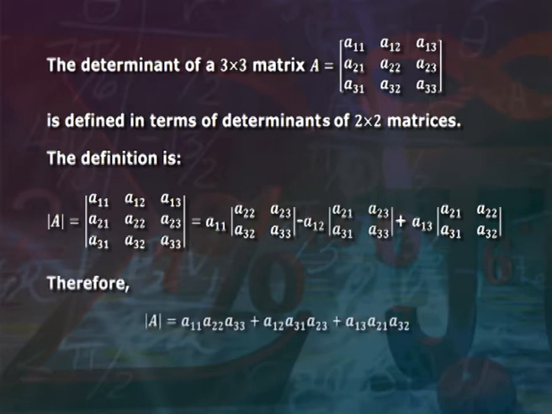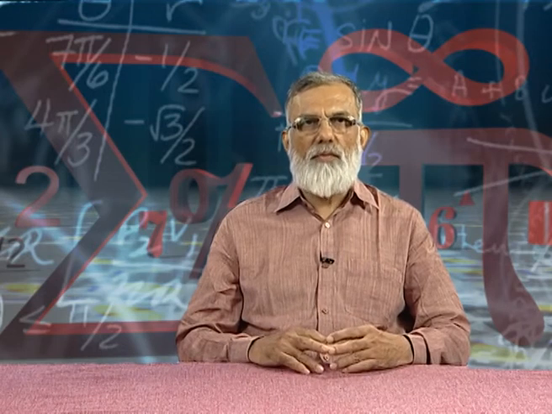Therefore, determinant A is equal to a11 a22 a33 plus a12 a31 a23 plus a13 a21 a32 minus a11 a32 a23 minus a12 a21 a33 minus a13 a31 a22. In the next example, we shall soon see that there is a nice way to write down this expression in a way which can be easily applied and remembered.